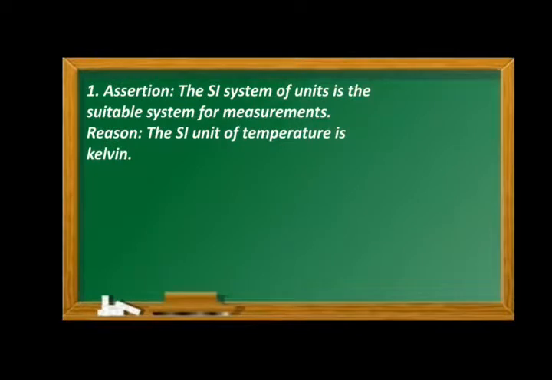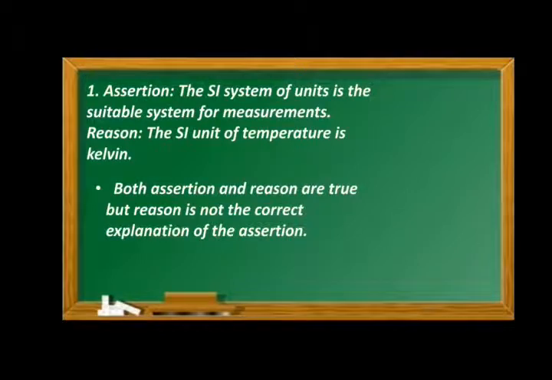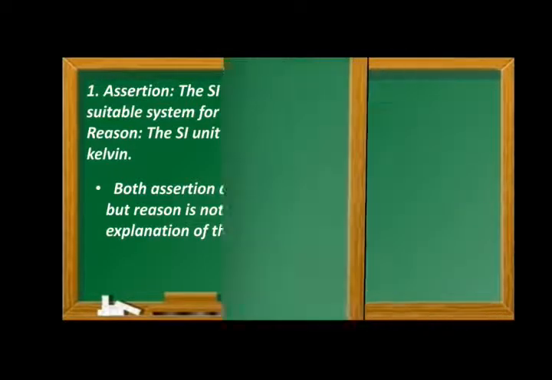The first question is assertion: the SI system of units is a suitable system of measurement. Reason: the SI unit of measurement of temperature is Kelvin. Here assertion is true because the SI system is used throughout the world, and reason also is true, but reason is not the correct explanation of the assertion. So both assertion and reason are true, but reason is not the correct explanation of the assertion.